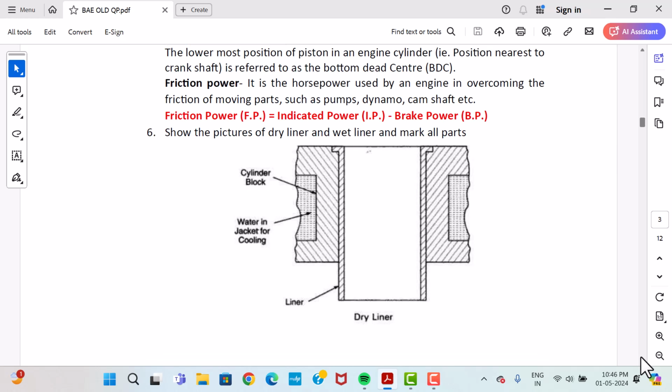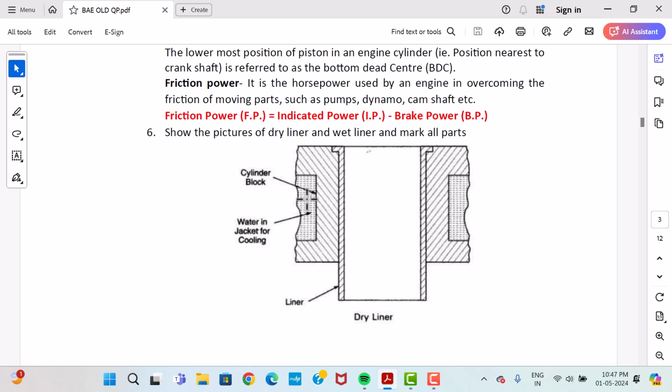Sixth question, show the picture of a dry liner and wet liner and mark all the parts. In this question, it is only asked about the picture, not to explain what a dry liner or a wet liner is. In the case of dry liner, you can see the cylinder. We insert the liner into this cylinder, and here the cooling takes place. You can see the water jacket, which is completely filled with water, and this is for the cooling purpose.